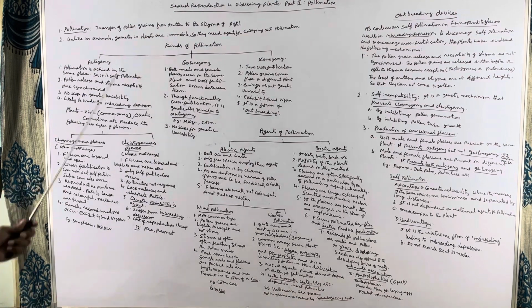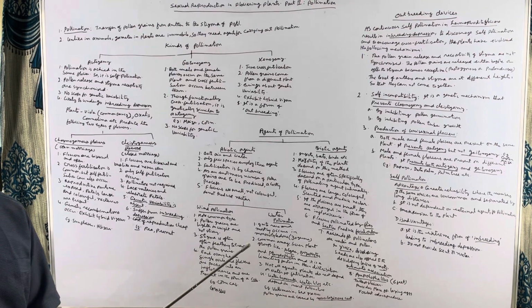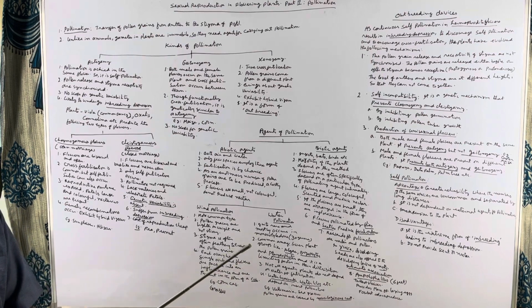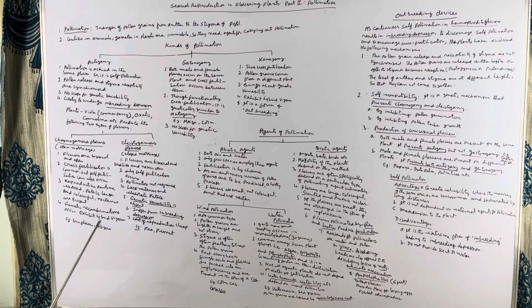One type is autogamy. Autogamy means self-pollination. It is achieved within the same flower. If the flowers are bisexual, the pollen grains from the anther are transferred to the stigma of the pistil, and self-fertilization occurs. Self-fertilization has some advantages and also some disadvantages.